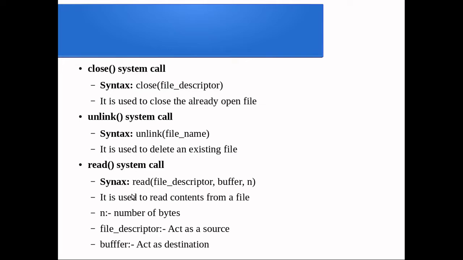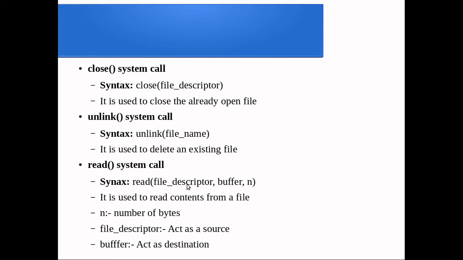Then the next system call is the read system call. Read system call means, again, we are going to open the file to read the contents from that file. It is used to read the contents from a file. What is the syntax of the read? Read, and the arguments, what are we passing?